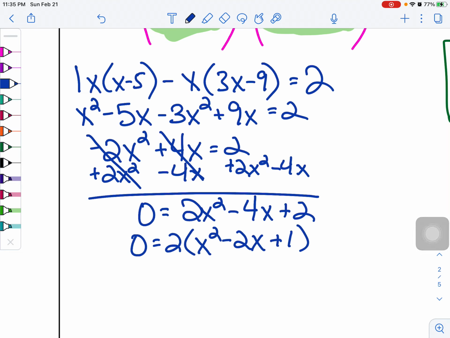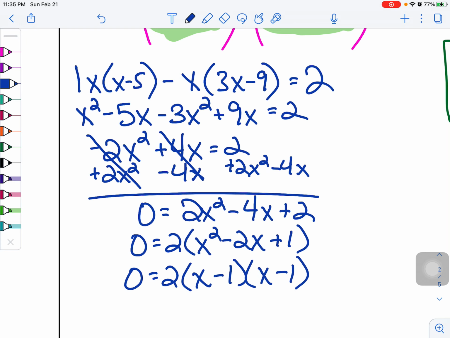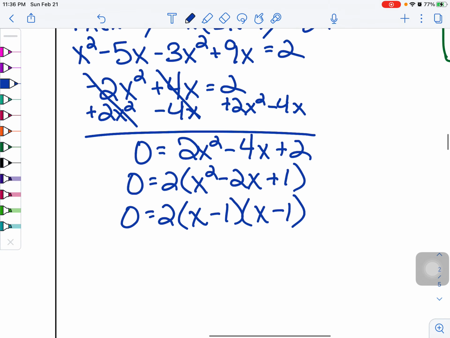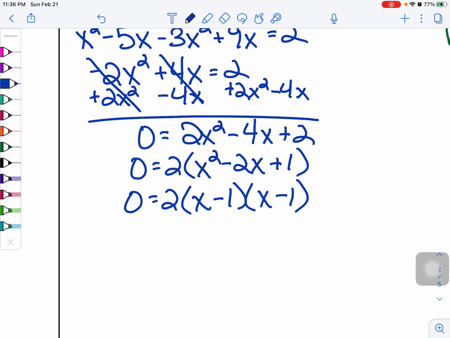So I know I can factor out a 2. So let me go ahead and pull out a 2. So x squared minus 2x plus 1. I want to now factor this further. So what multiplies to positive 1 and adds up to negative 2? The only thing that's going to make that happen is if I do x minus 1 and x minus 1.